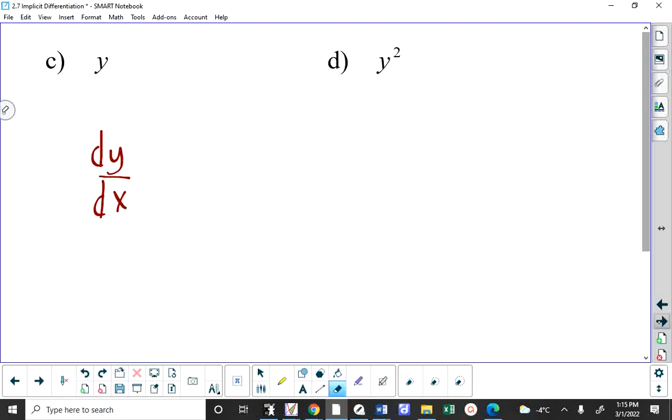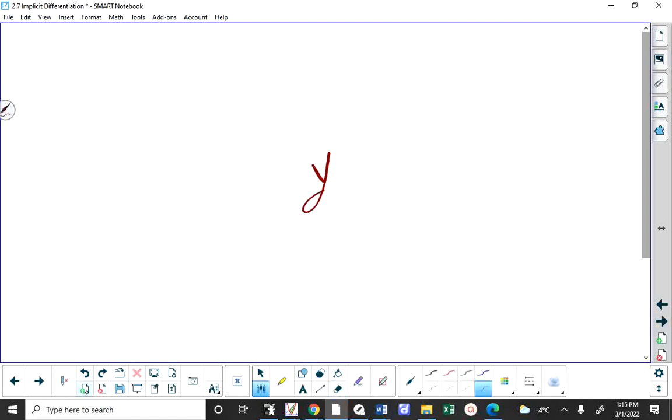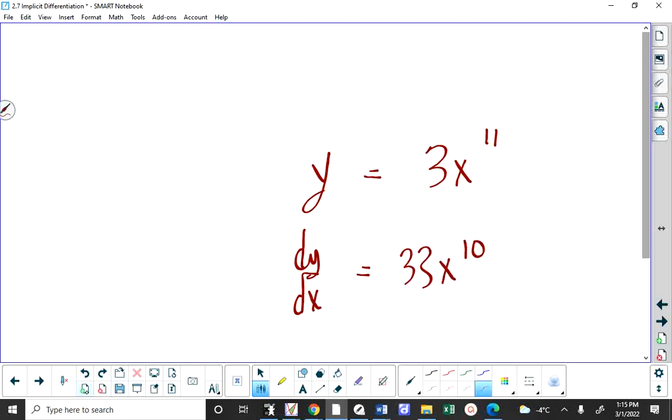So I want to pause for a second and point out something: you have actually been differentiating y with respect to x all along. I'll give you almost the simplest function I can think of, just a function of x. If I said to you in a question, find dy dx, what do you write? You write dy dx equals 33x to the 10, correct? The math is right there, yes?